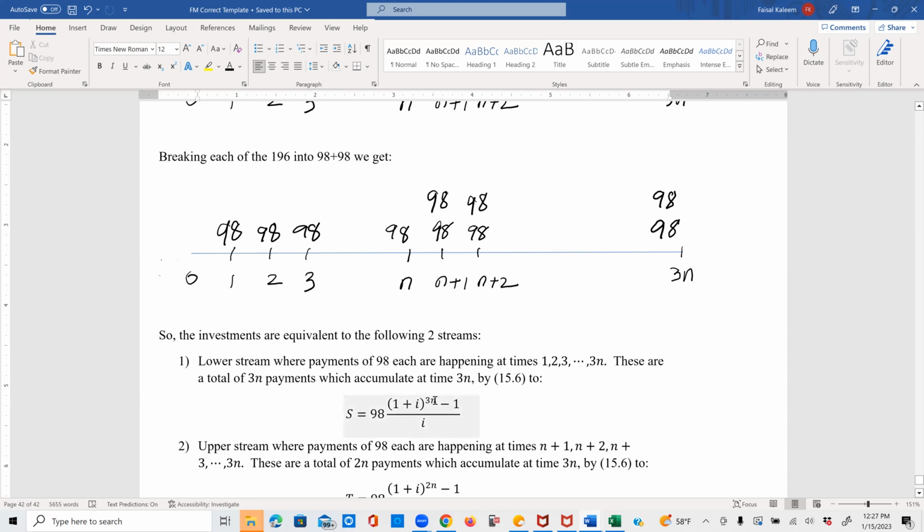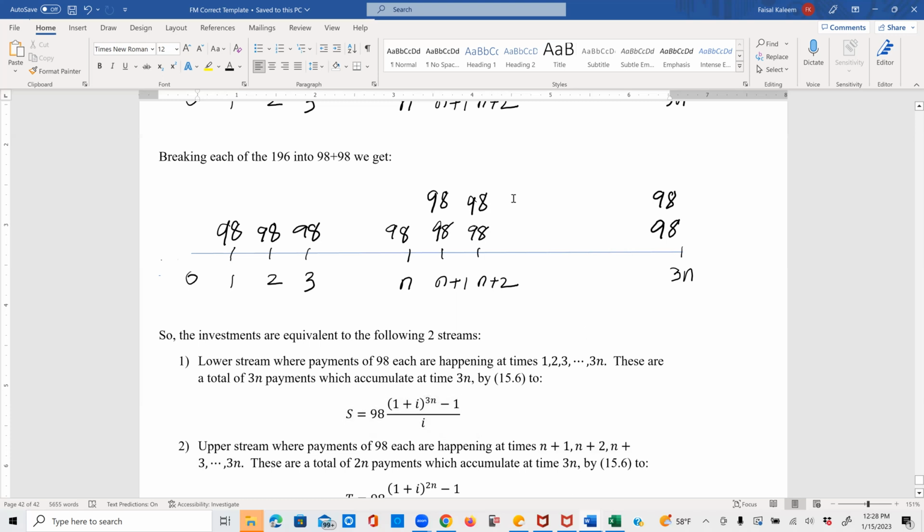And so by equation 15.6, the accumulated value will be each payment times (1 + i) to the number of payments, and the number of payments is 3n, minus 1, over i. That's just for the bottom row of 98s, because there are 3n of these payments.